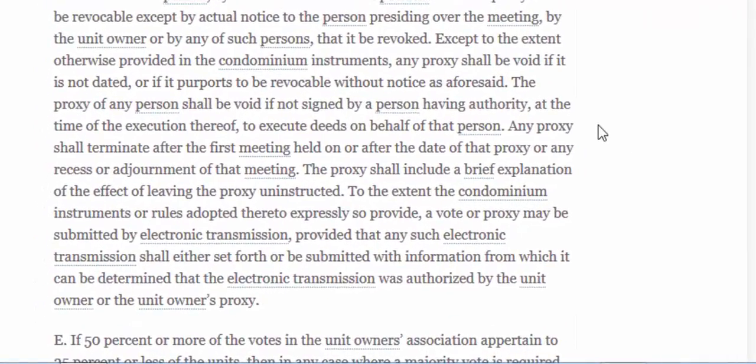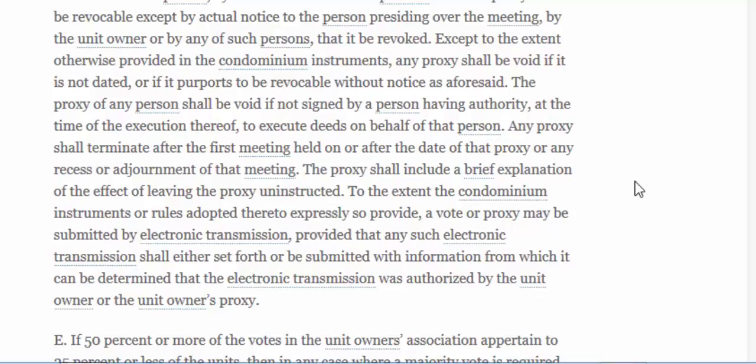So here, remember I told you there was a time limit on it. And now it says that any proxy shall terminate after the first meeting held or after the date of that proxy or in the recess or adjournment of that meeting. So basically what that means now is you cannot have a blanket time on your proxy. Your proxy is good for that meeting and that meeting only.